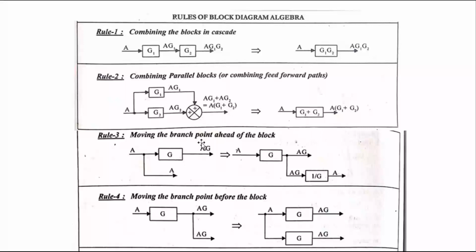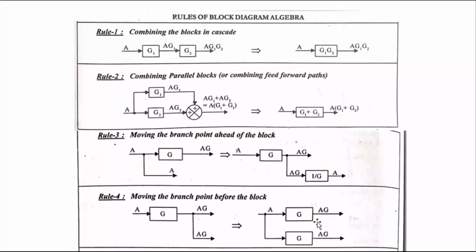Then the third rule, moving the branch point ahead of the block. That means moving the branch point after the block. After the block, here add 1 by G. Then only it satisfies the output values. Then rule number 4, moving the branch point before the block. Here this is the branch point. Move the branch point before the block. This rule is the reverse of rule 3. As in the previous rule, the inverse of G is added in this branch. Here just multiply the value.